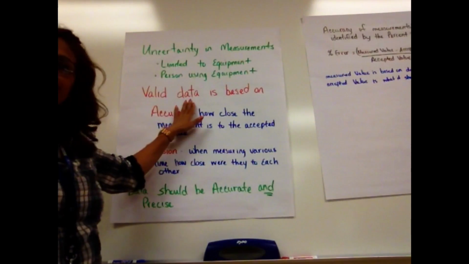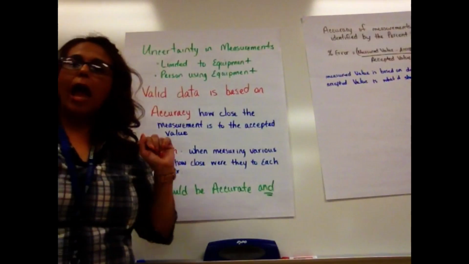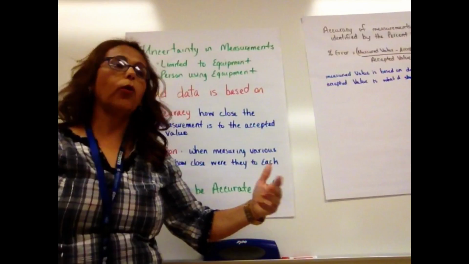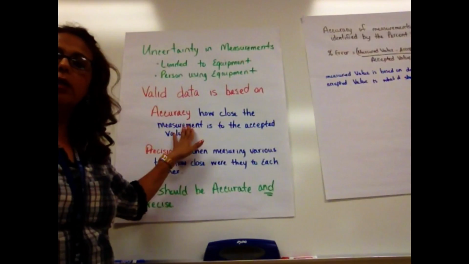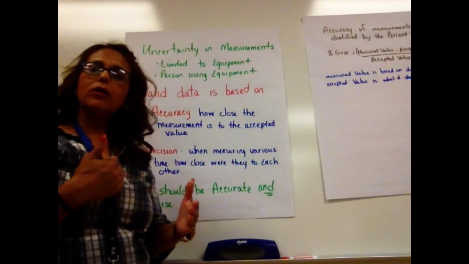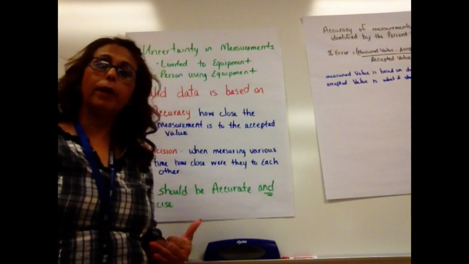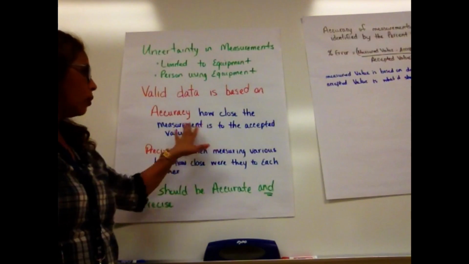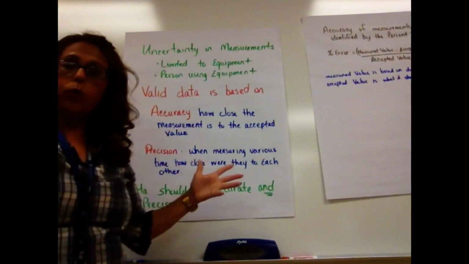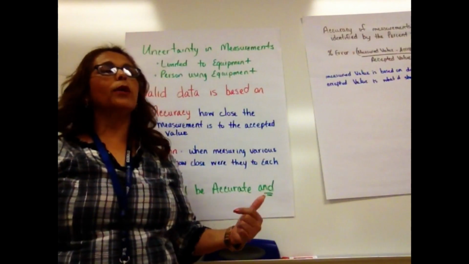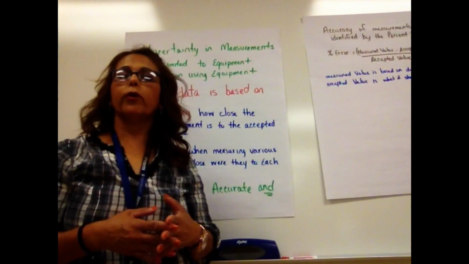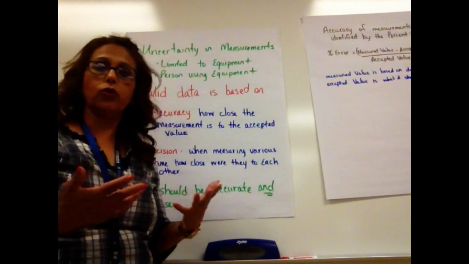So valid data is based on accuracy. Accuracy is measuring as exact as possible. So accuracy is really looking at, did I really measure this correctly? And we want to be as correct as possible as we're doing our measurements of our base units. So it's how close is the measurement to the accepted or true value. Sometimes we will know what those true values are, and sometimes we have to, after many trials, come up with that true value in order for us to have a standard of what that value should be.